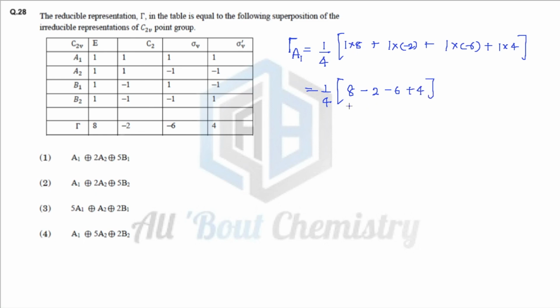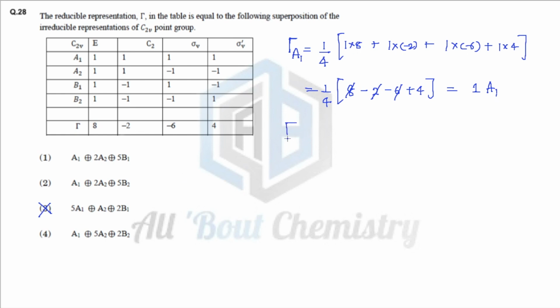So the 8 and this 8 are going to cancel out. You are going to get only 1, so you get 1 a1. Okay, so a1 will have a coefficient 1, so that means option number 3 you can cancel out. 3 is not going to be your answer. Now let's do it for a2.